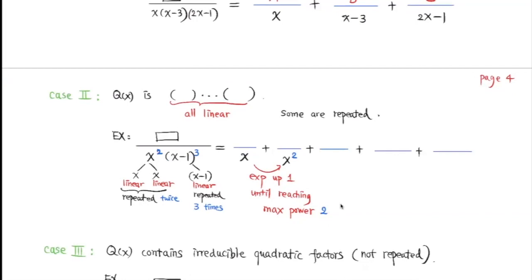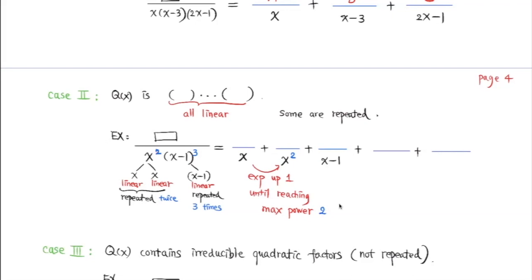Similarly, what do you think I should put over here? X minus 1 for the first one. Yes, X minus 1. And then the next one? X minus 1 squared. Then X minus 1 to the third power. Yes, and then you stop, because this is the maximum power.